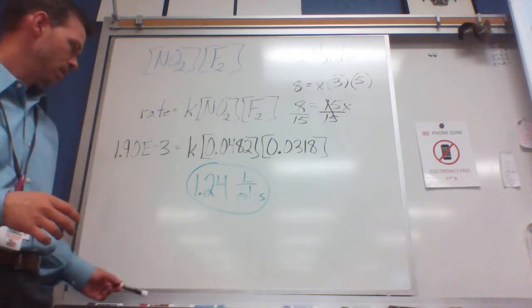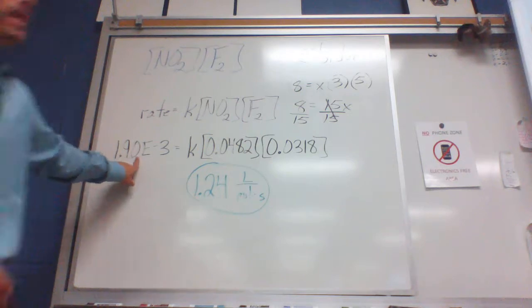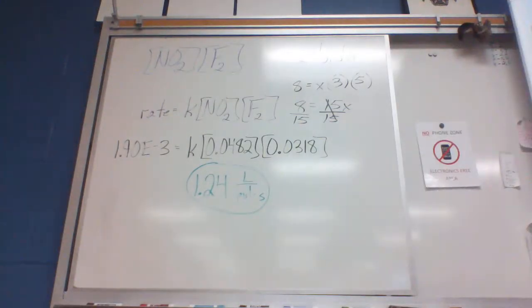Why did you take that initial rate? Why did I take what? That initial rate? This one? Yeah. Because I could have chosen any of my experiments, but AP wants you to use experiment 1, so I used all of the values in experiment 1.